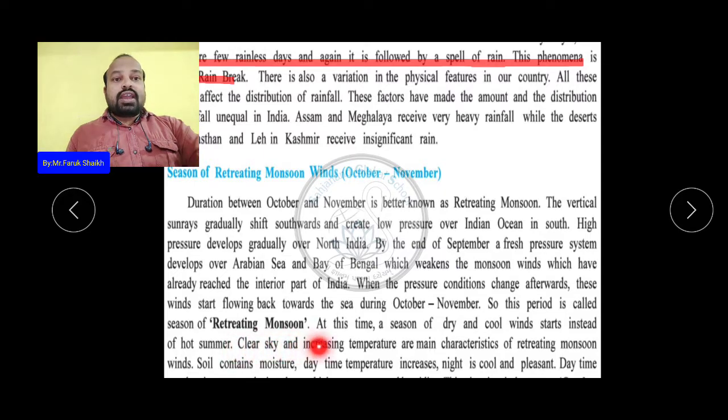Clear sky and increasing temperature are the main characteristics of the retreating monsoon winds. The soil contains moisture, the daytime temperature increases, and the night is cool and pleasant. During this time the soil also contains some moisture. The daytime temperature increases and the night is cooler and pleasant. That is a very good atmosphere at this time.